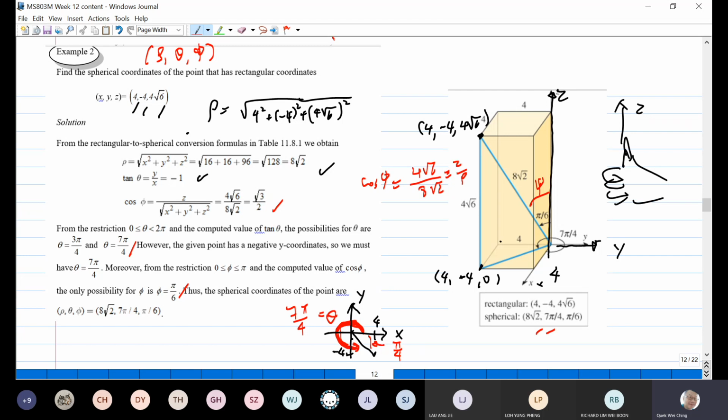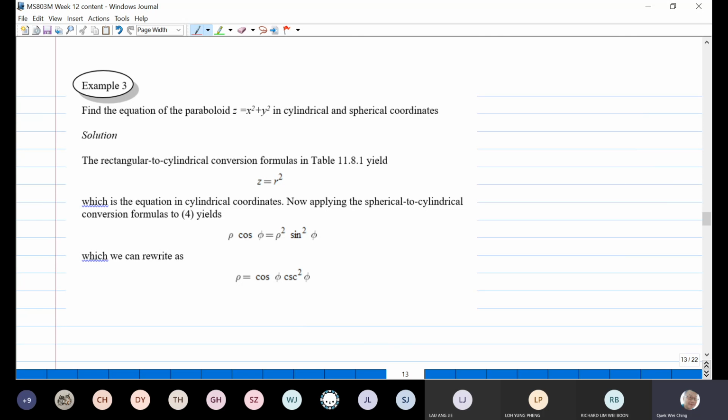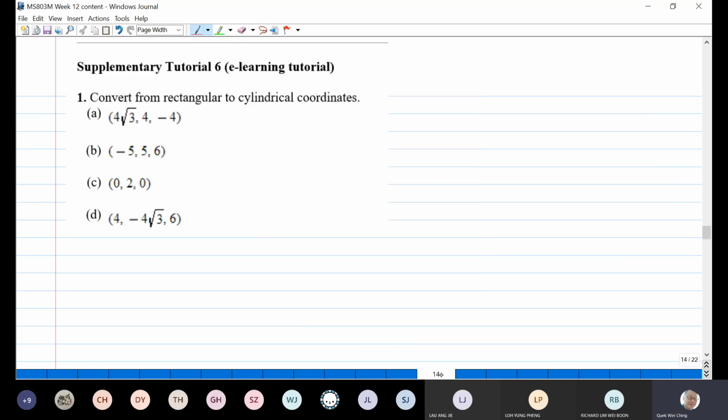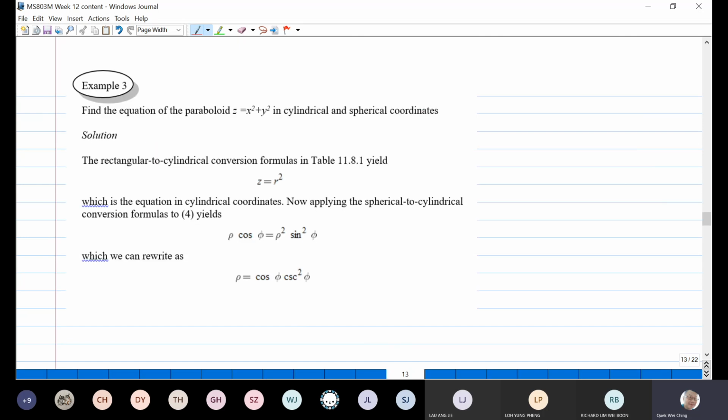Okay, so let me finish off example 3. Last example only. Example 3: convert equation now.